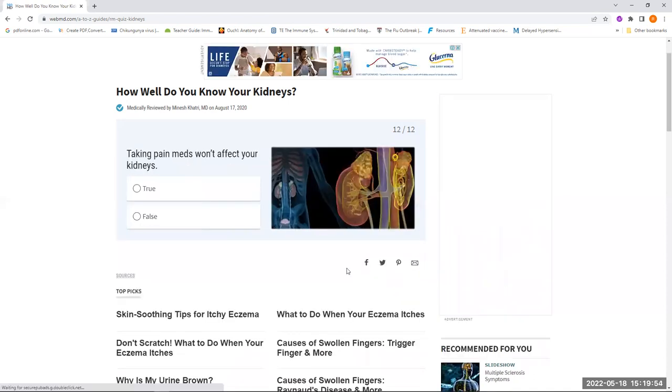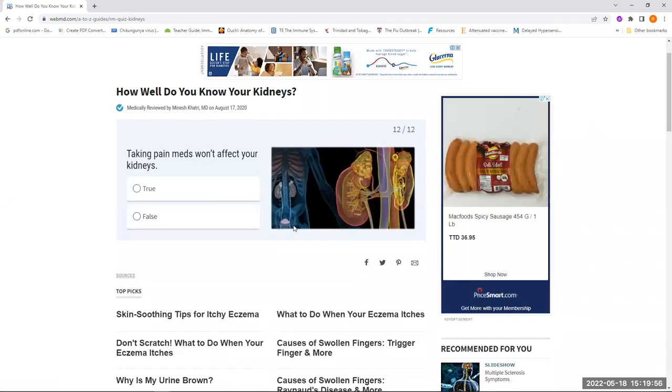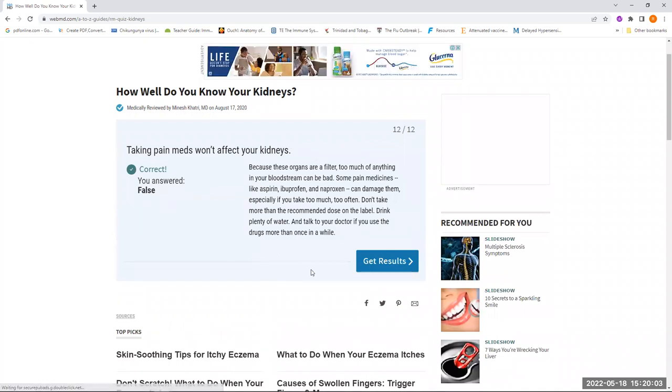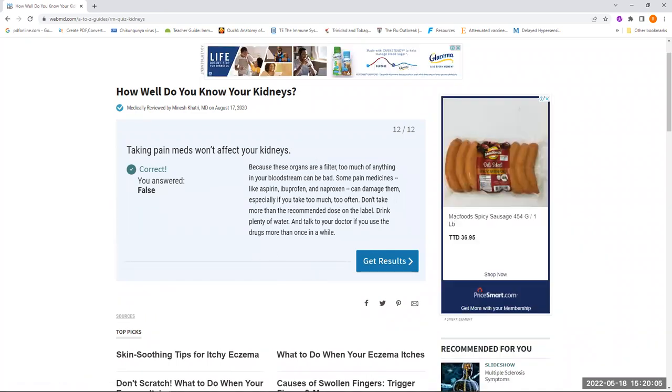The last one. Taking pain medicines won't affect your kidneys. What do you think, true or false? False. Yeah, as you know, everything has consequences associated with it.